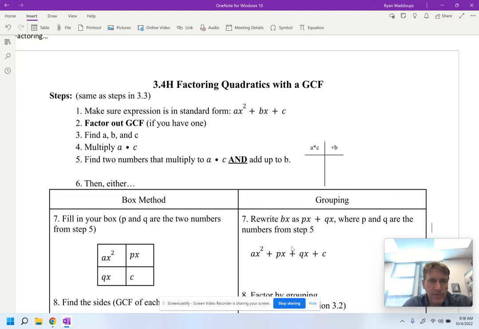So the steps, which are the same as what we did in our last lesson on factoring quadratics, are to: one, make sure that the expression is in standard form. That's ax squared plus bx plus c. Two, factor out a GCF if you have one. We didn't really have one in the other class. We talked about it, but now we're going to see examples when we have a greatest common factor. And three, find the values of A, B, and C.